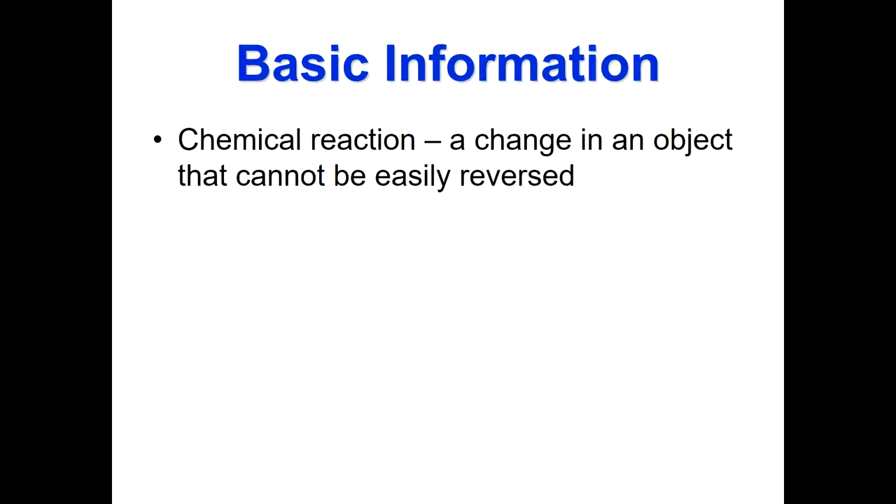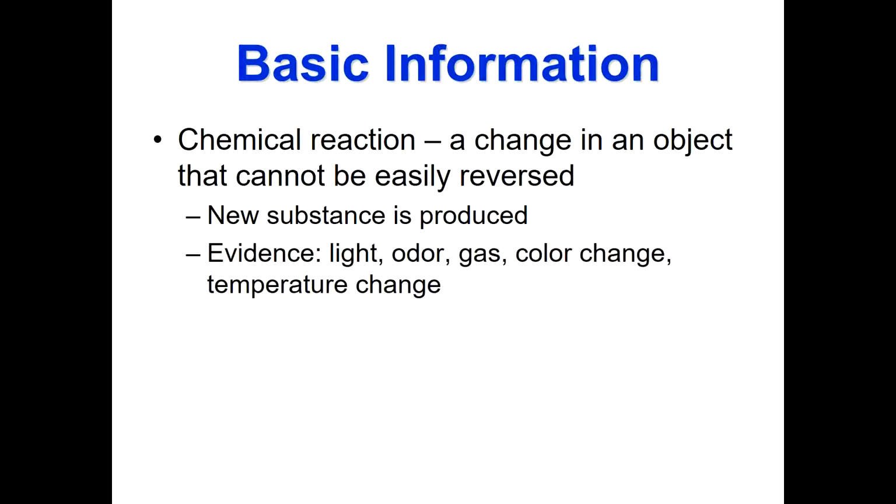But a chemical change or a chemical reaction is when you create a new substance that wasn't there before. It has new properties. And that change, that reaction, cannot be easily reversed. You can't easily go back to the original reactants. So when you have a chemical reaction, new substances will be produced, and you'll be able to tell that something happened. There will be physical evidence that a chemical change occurred. And this is just a list of some of those evidences that you'll be looking for.